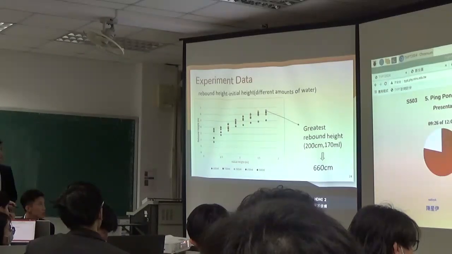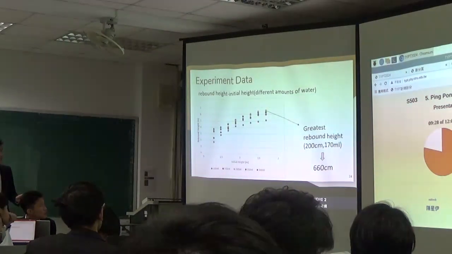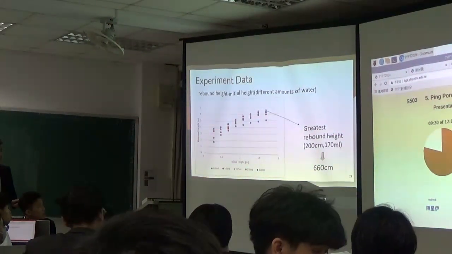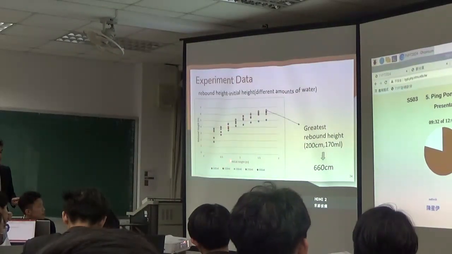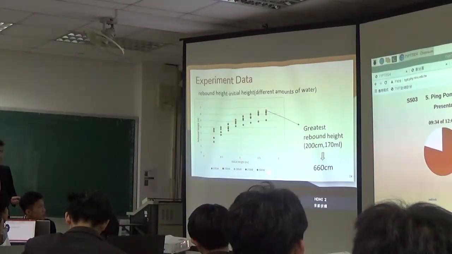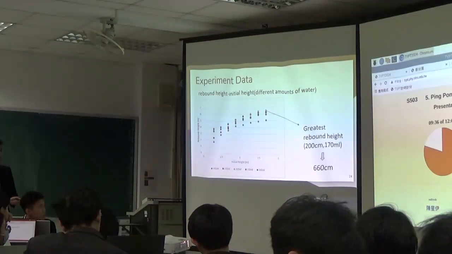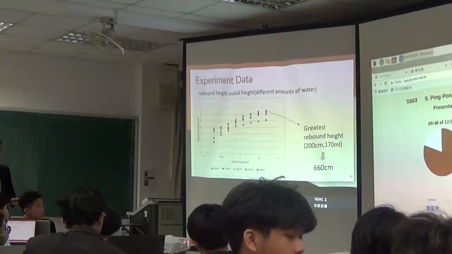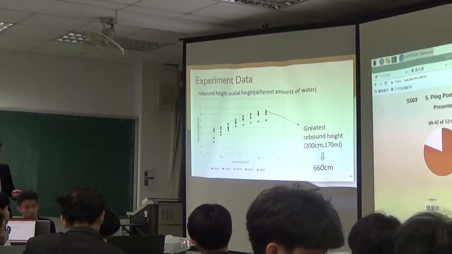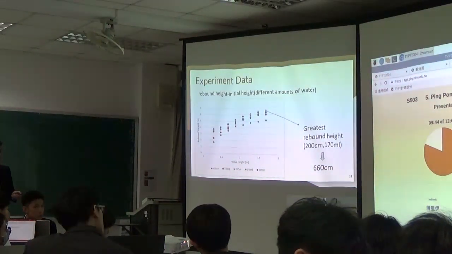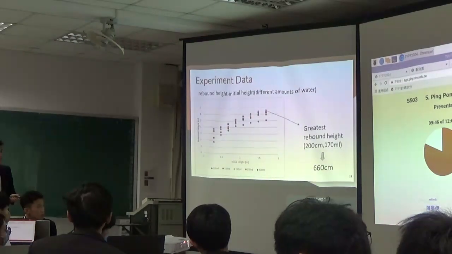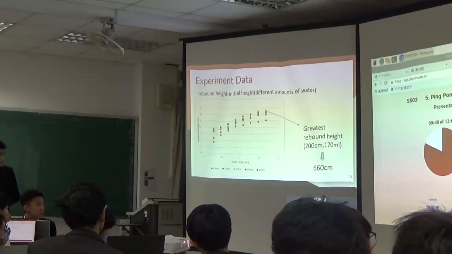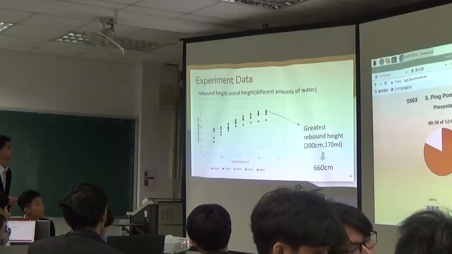Okay. And this is the rebound height to the initial height for the overall data, and the different colors represent the different amounts of water here. And the greatest rebound height we get here is under the condition of 200 centimeters and 100 milliliters of water, and it is 660 centimeters of rebound height.